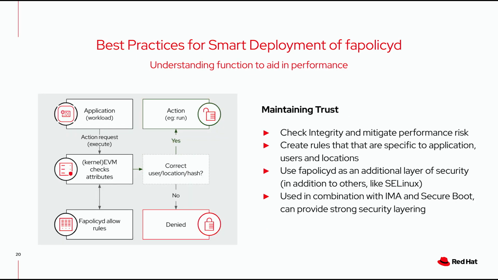Okay. And you want to be able to maintain that trust. So remember, check integrity, mitigate performance risk, make rules that are specific to the application, the users, and locations, limit the amount of permissions anybody has to be able to do anything. And you're using Fapolicyd as part of your layers of security, but it's going to be used with SELinux and many of the others that I showed before.